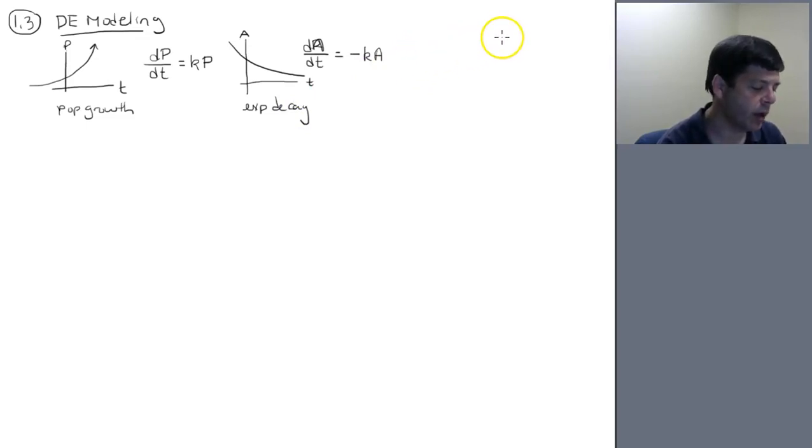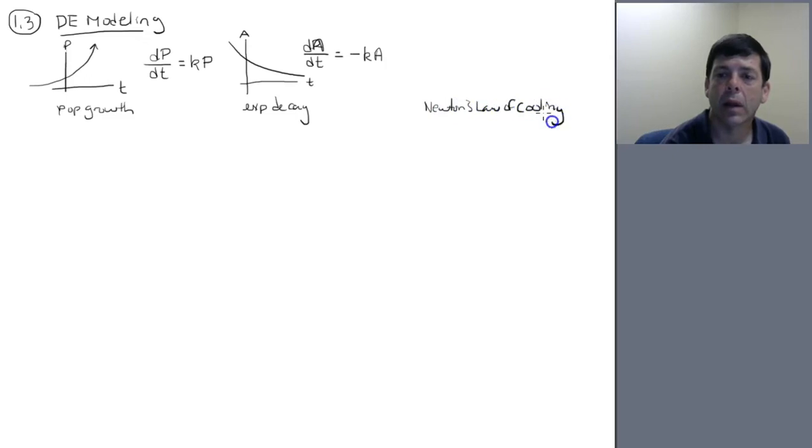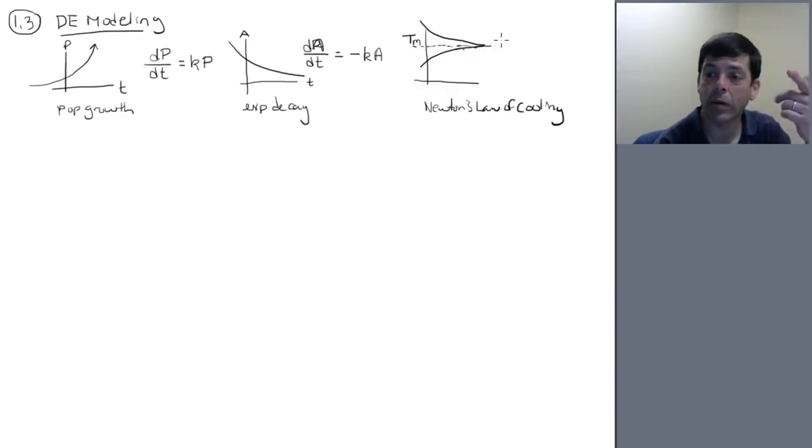Another example in the textbook is Newton's law of cooling. That comes from having a temperature, and there's the surrounding temperature, so it's T sub m or T sub s, depending on whether they call it the surrounding or the medium. Then the temperature can either come down to it eventually, or, if it's cooler, heat up to it eventually.